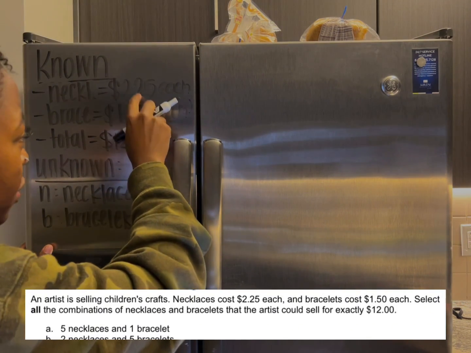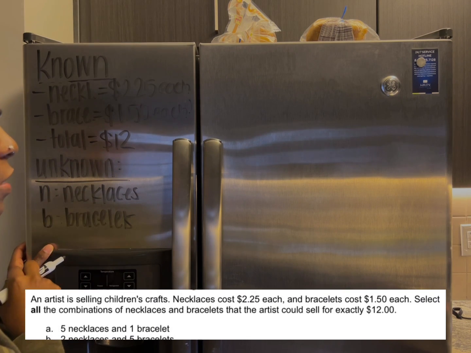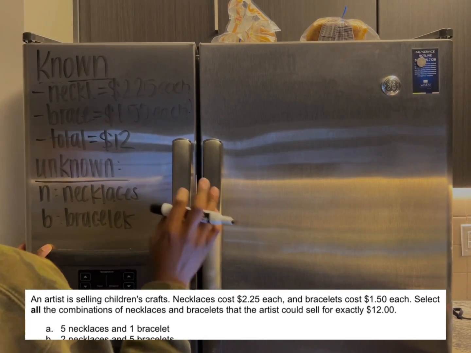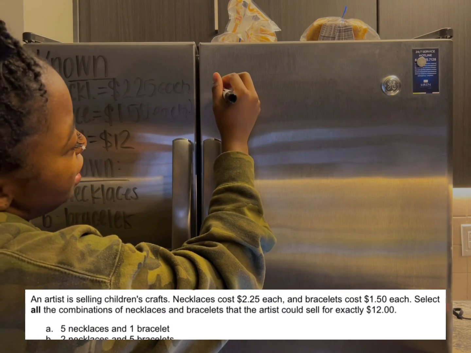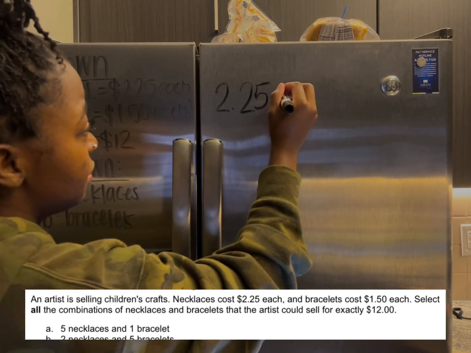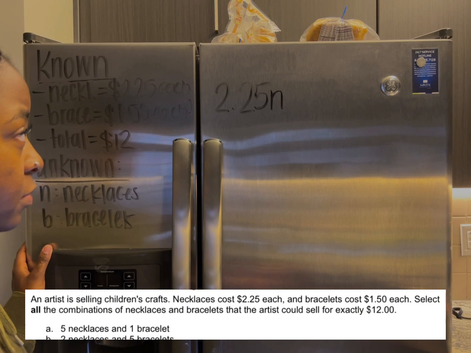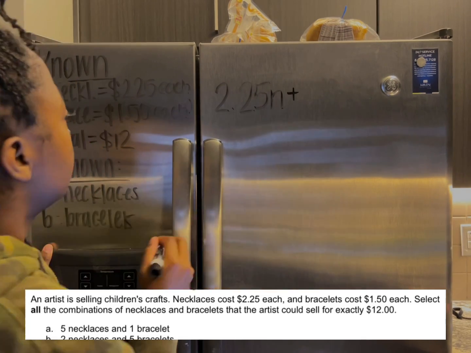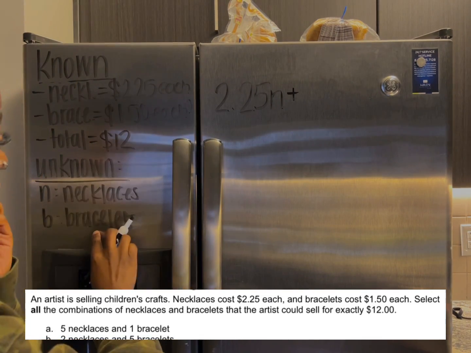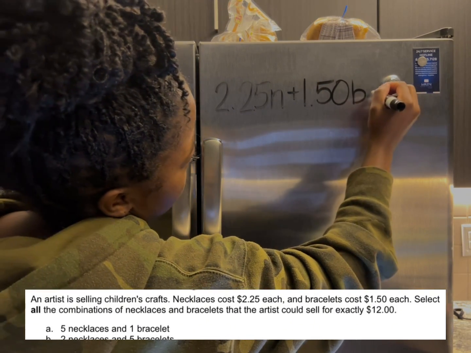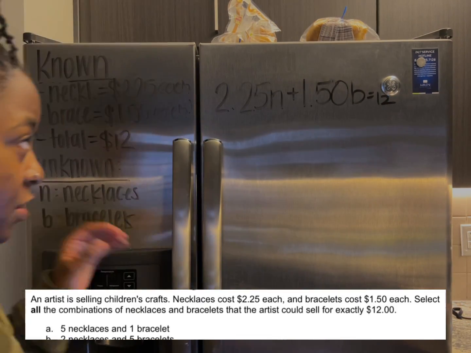So necklaces are $2.25 each. We don't know how many necklaces, but we do know that each tells us to multiply. So for each necklace, there's $2.25. Each tells me to multiply times how many necklaces we bought. Okay? My total, meaning I'm going to be adding, $1.50 each bracelet. $1.50 B. And I need this to equal 12.